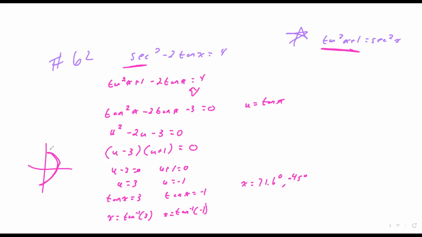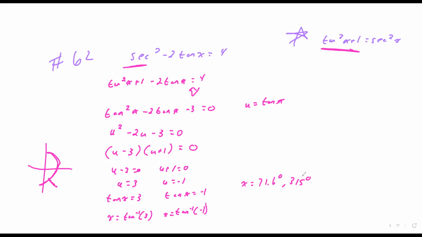So -45. The issue is since I landed here, I have to add 360 because I want the answers between 0 and 360. So when I add that, that actually gives me 315 degrees, not the -45.